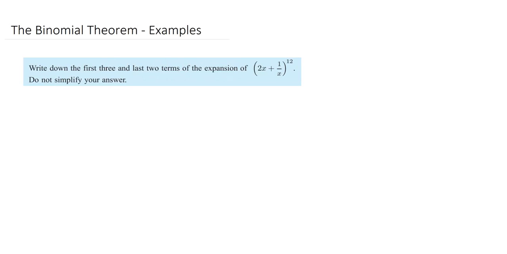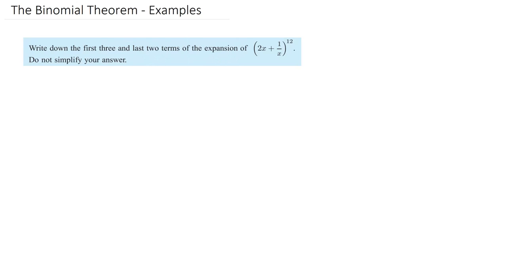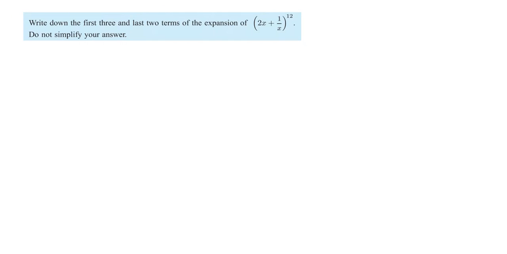So in this video, we're going to look at 4 different examples of using the binomial theorem. I advise you to pause the video before I do it, have a go at the question yourself, and then see if you get the answer right by watching my example. So in the first one, we're going to do 2x plus 1 over x to the power of 12. We've just got to write down the first 3 terms and the last 2 terms, and it says, do not simplify your answer. So let's do it then.